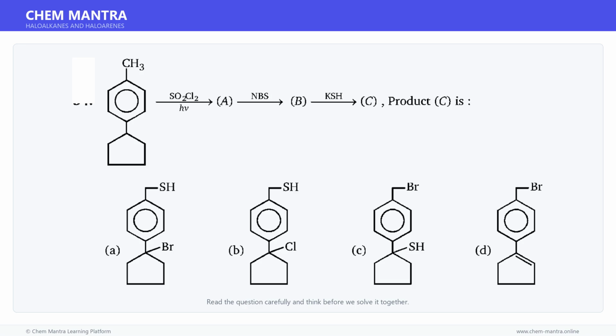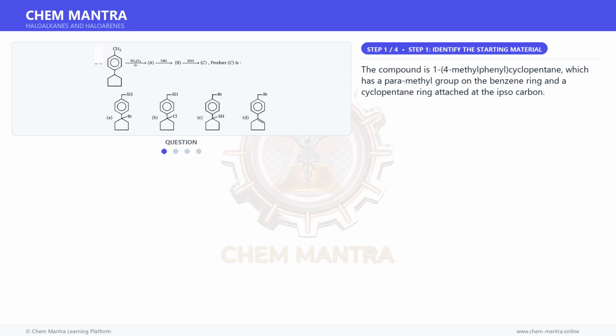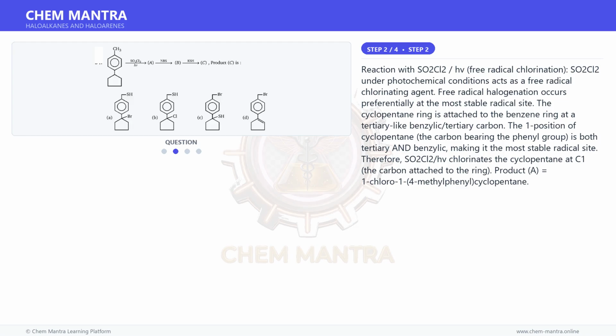Here is a question. Read it carefully and think about the answer. Let us solve it step by step. Let us begin solving this step by step. The compound is 1,4-methylphenyl cyclopentane, which has a para-methyl group on the benzene ring and a cyclopentane ring attached at the ipso carbon. Moving on to the next step.